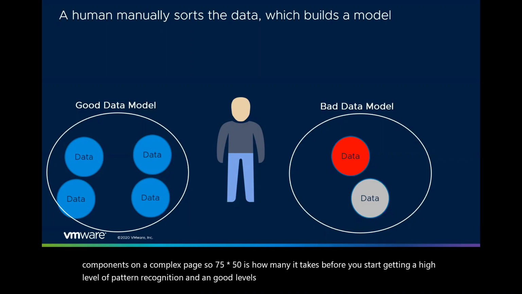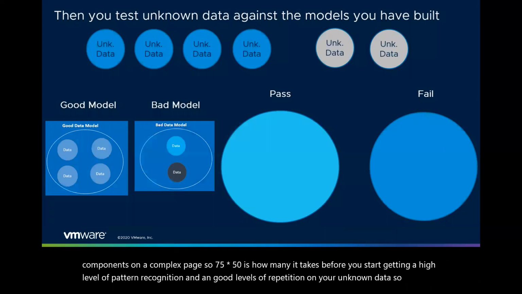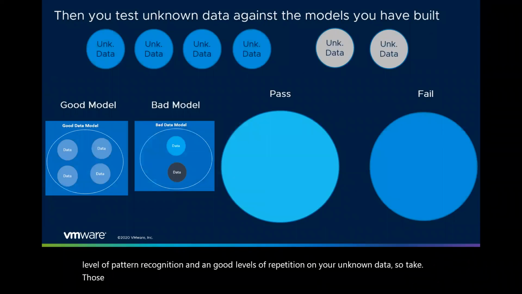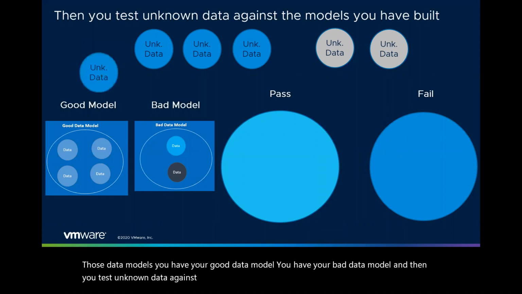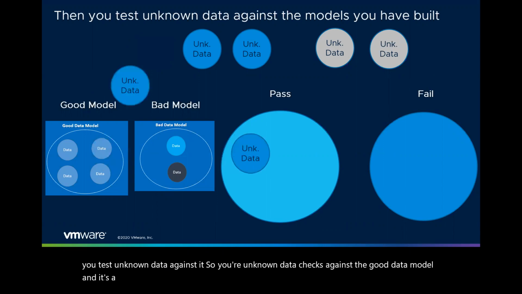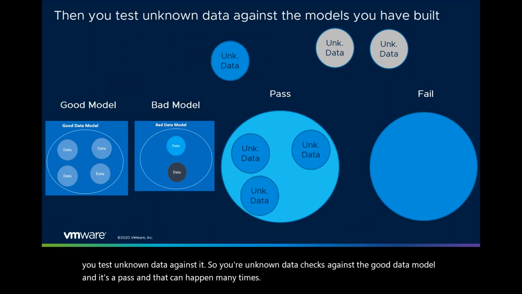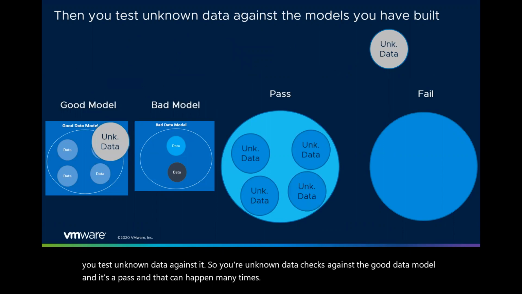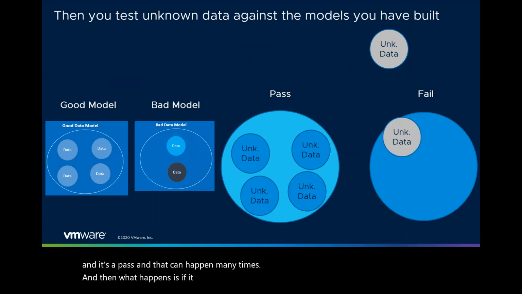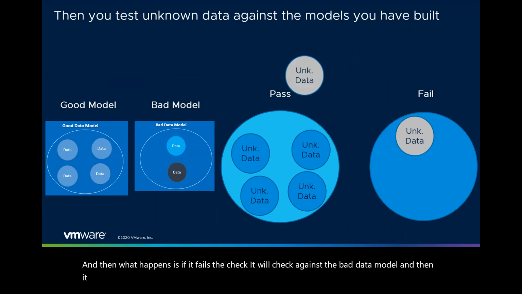So you now take those data models, you have your good data model, you have your bad data model, and then you test unknown data against it. Your unknown data checks against the good data model and it's a pass, and that can happen many times. Then if it fails the check, it will check against the bad data model, and it will mark the other ones as failures.